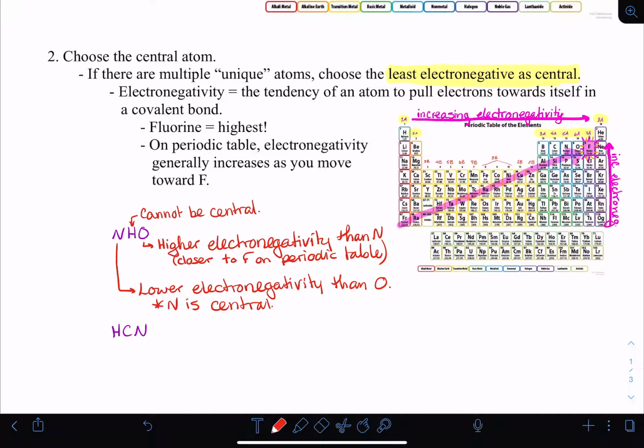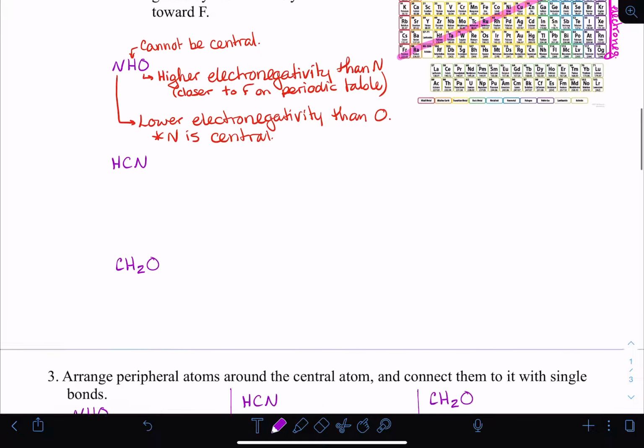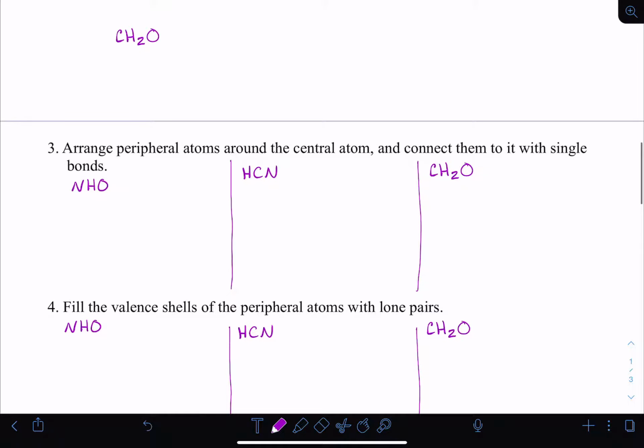Going forward from here, we now know that nitrogen is going to function as our central atom, and we can arrange our peripheral atoms around it. So we put nitrogen in the middle, hydrogen on one side, oxygen on the other. Remember that our target for electrons was 12. Thus far we've placed 4.